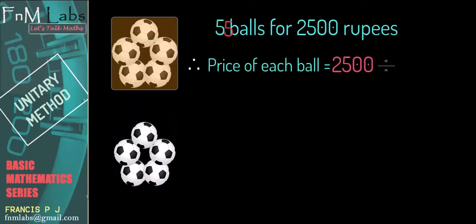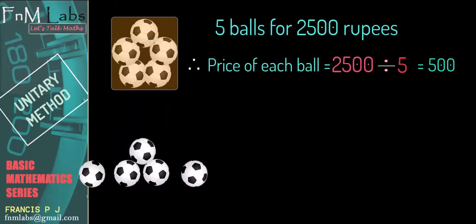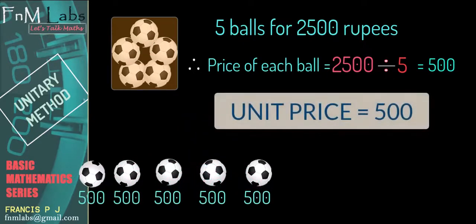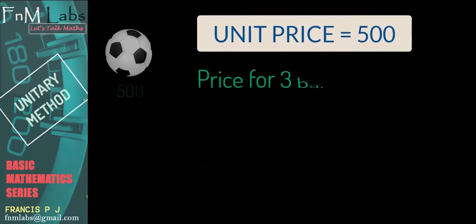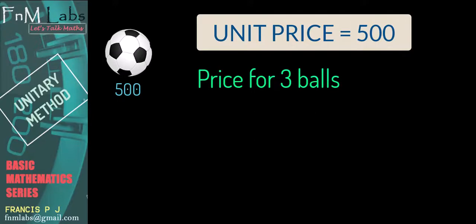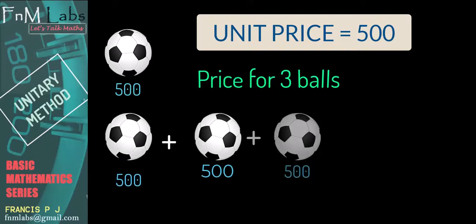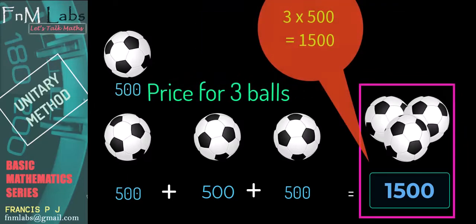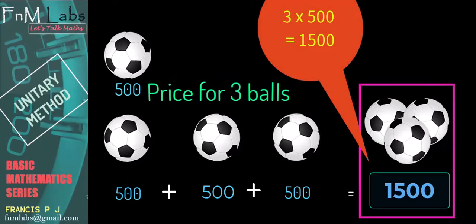Suppose a box of 5 footballs is marked with price 2,500 rupees. The price of each ball is box price divided by the number of balls. Thus, the unit price is 500 rupees. Now, the price of 3 balls is equal to the unit price times 3, which is 1,500. Once you know the unit price, you can find the price of any number of items.